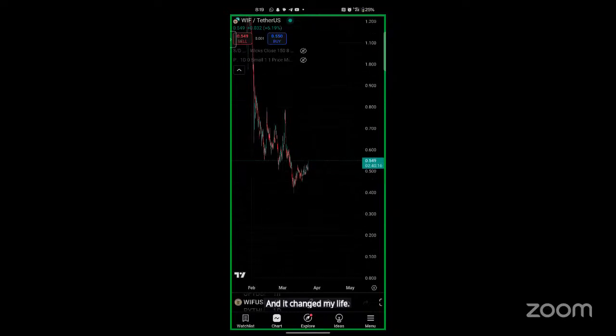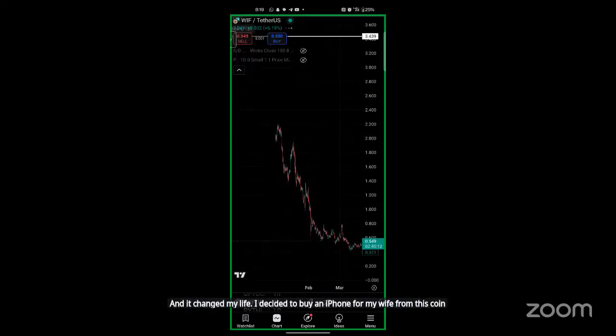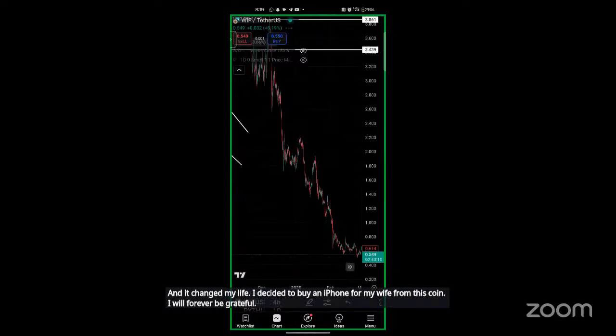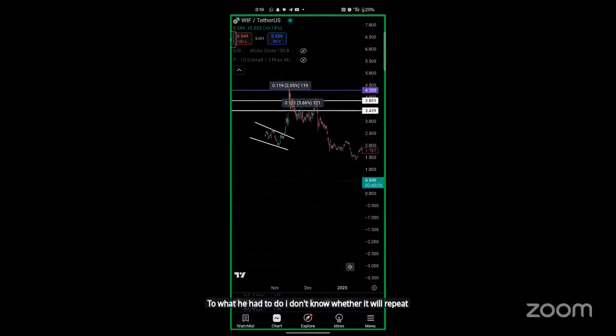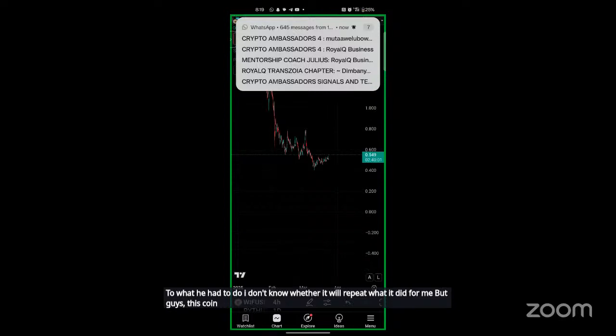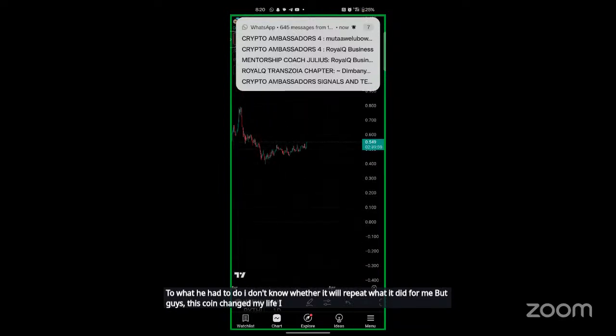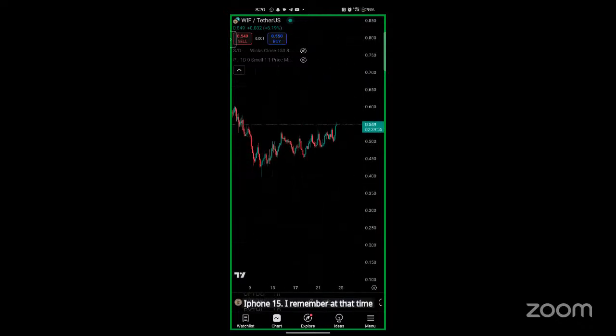I decided to buy an iPhone for my wife from this coin. I will forever be grateful to Waffy Hat Dog. I don't know whether it will repeat what it did for me, but guys, this coin changed my life. I bought an iPhone 15. I remember that time from Wappy Hat Dog.